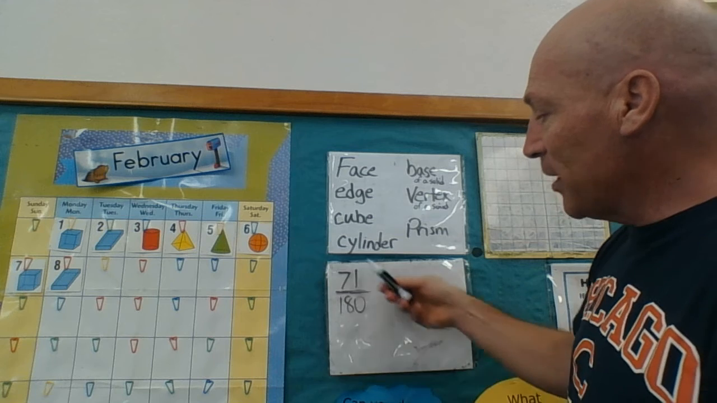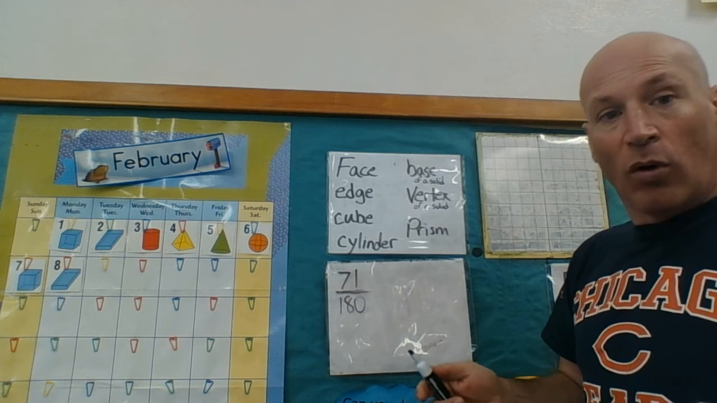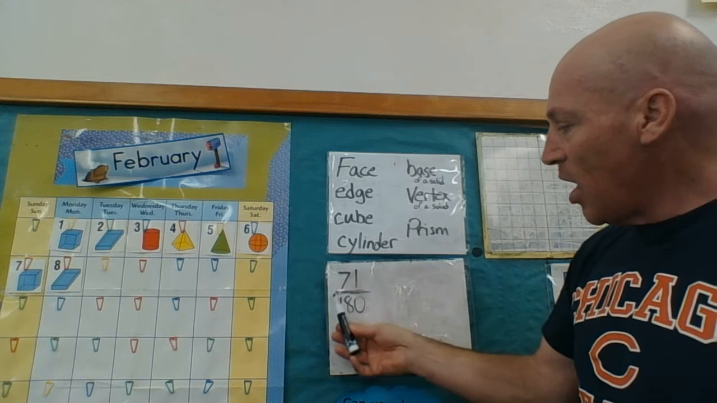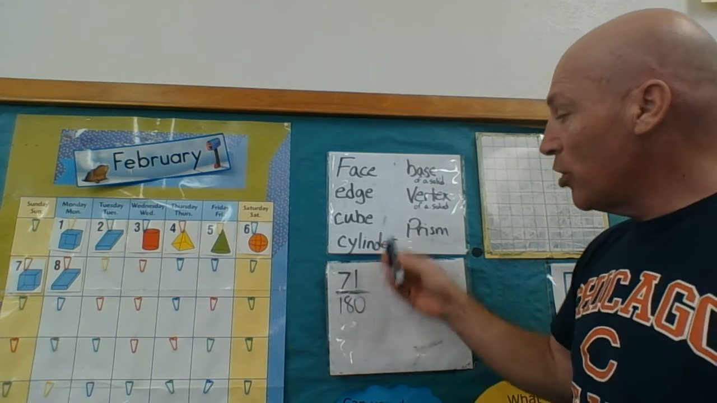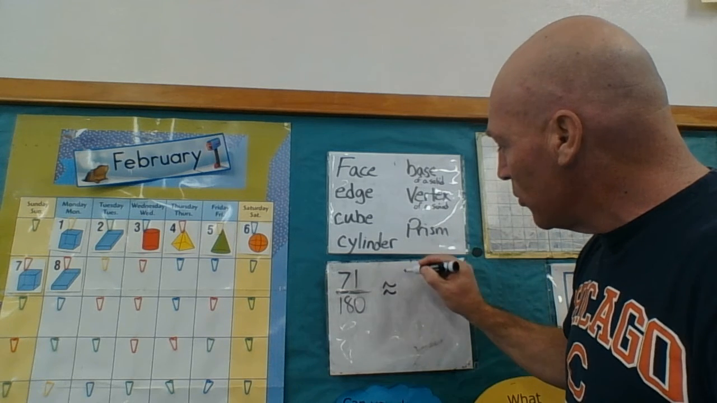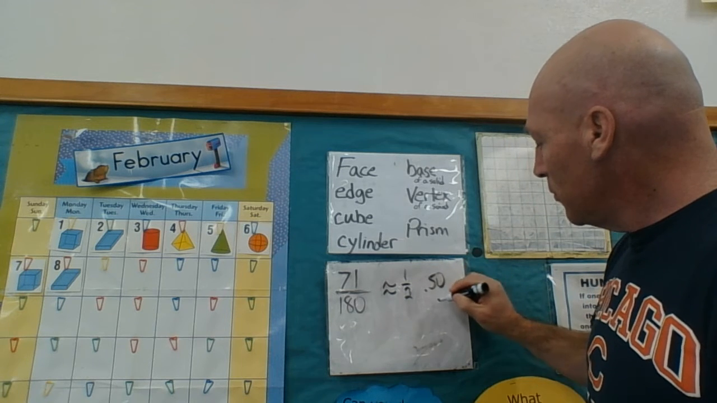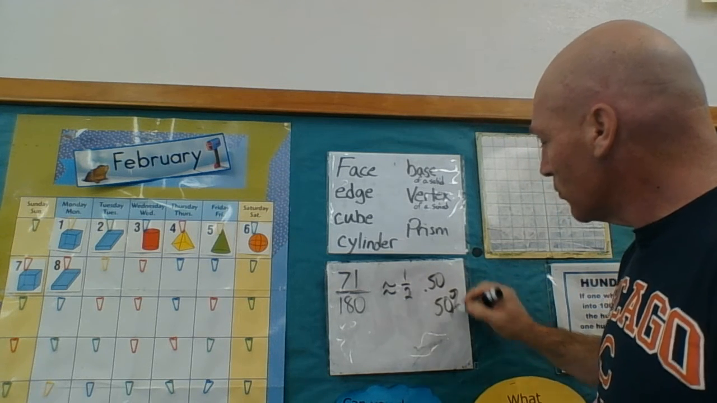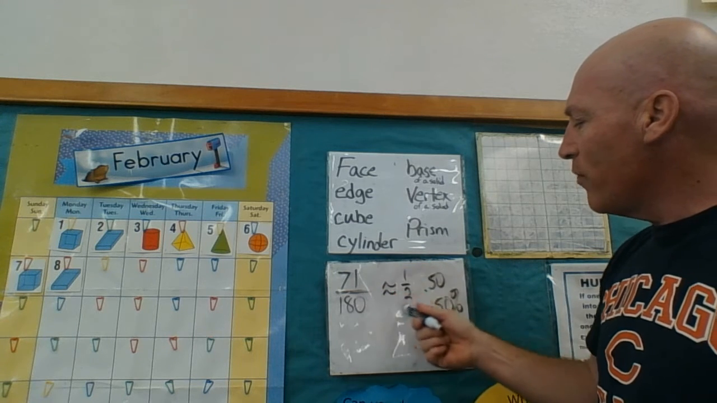Now I can estimate my solutions. Is it almost nothing, almost a half, or almost a whole? Well, if I cut 180 into half, I get 90. Well, 71 is closer to 90 than it is to 0, so we can estimate that this is almost a half, or 50%. Correct? So we'll keep this in our mind before we even start solving it.